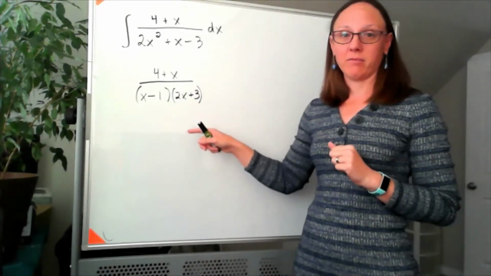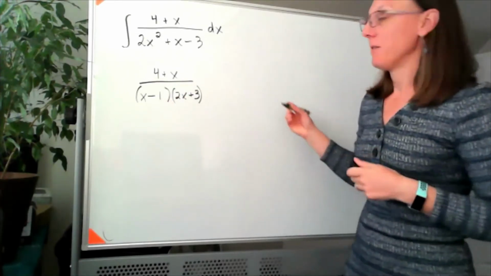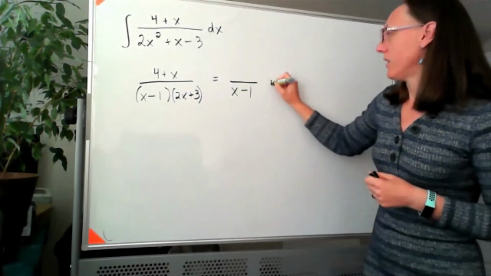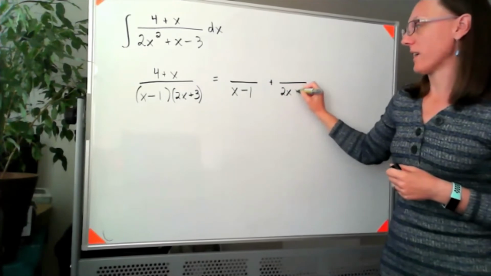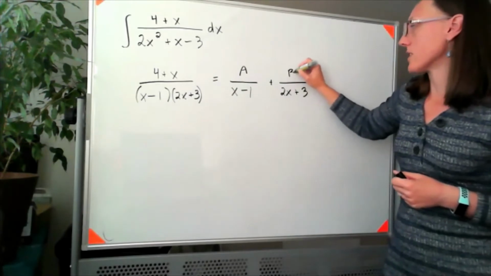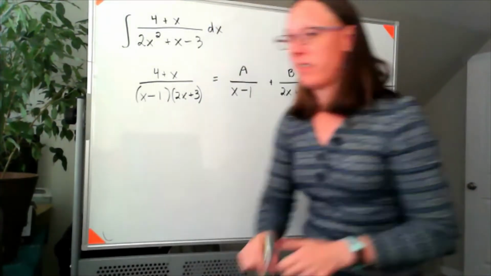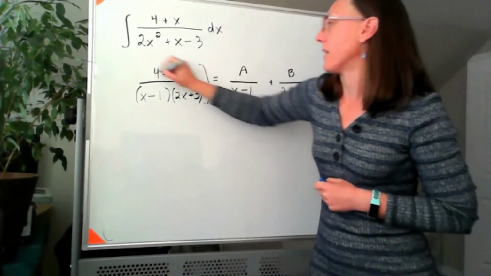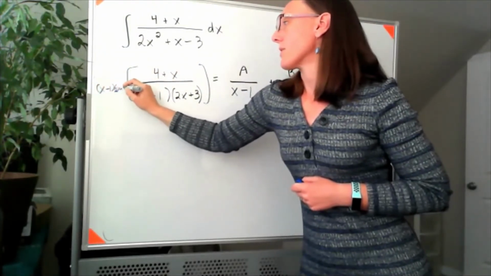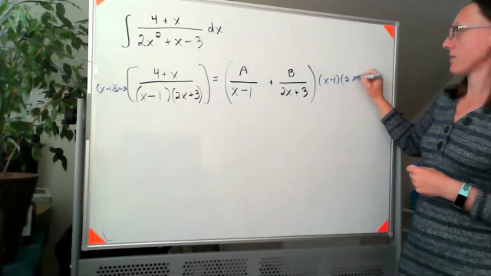Now that we're here, I'm going to say this came from combining two fractions and getting a common denominator. So one of those denominators is x minus 1, and that other denominator was 2x plus 3. I don't know what the numerators were, so I'm going to put placeholders in of a and b. Next, I can take the entire thing and multiply by that common denominator to eliminate all the fractions. Oops, 2x plus 3. And over here, I have x minus 1 times 2x plus 3.